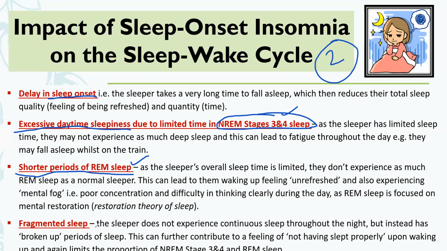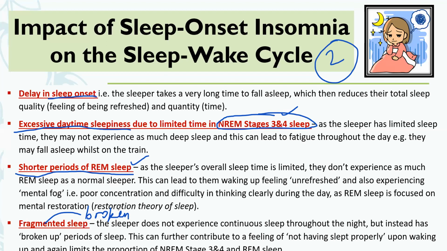The last thing that we can look at, and I think this is a really easy one to remember, is fragmented sleep, or what we call broken sleep. Someone who's got sleep onset insomnia, even when they eventually fall asleep, within 2-3 hours they're up again. They're waking up, tossing and turning in bed. That sleep is not continuous. It's not ongoing. It's broken.